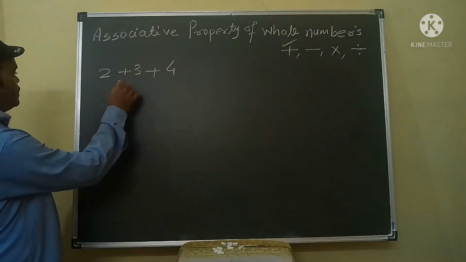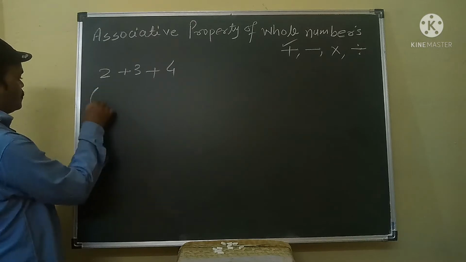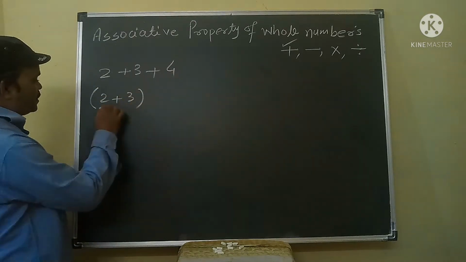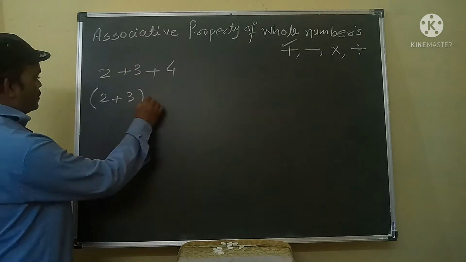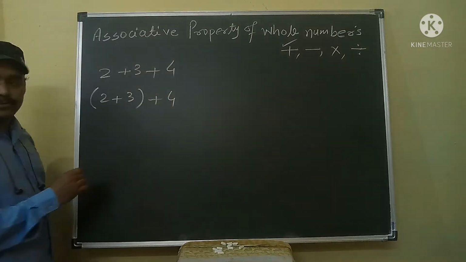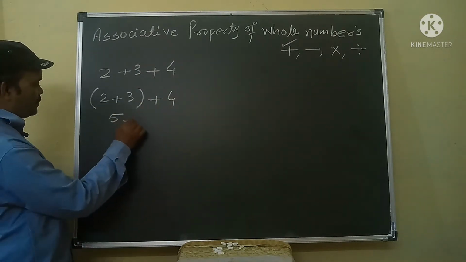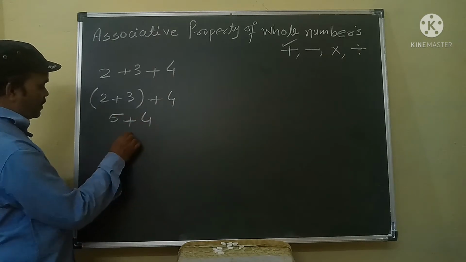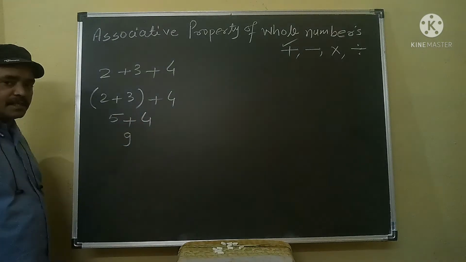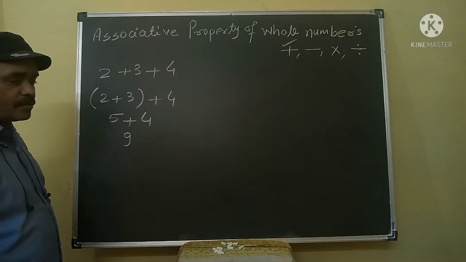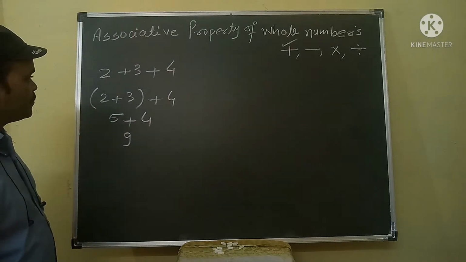First we will add 2 plus 3. So (2 + 3) will be in brackets, plus 4. 2 plus 3 is 5, plus 4, it will give you 9. Okay, this is the first method.